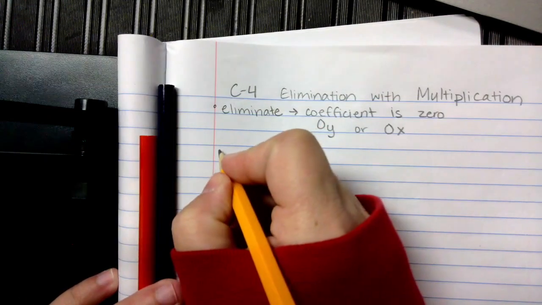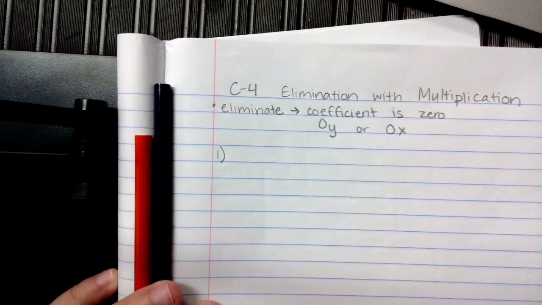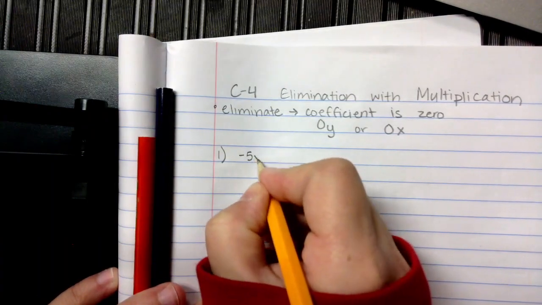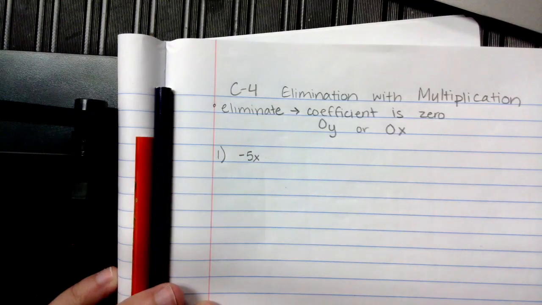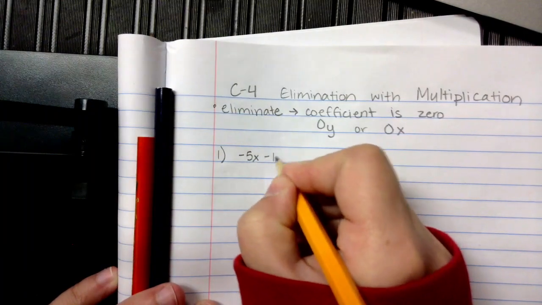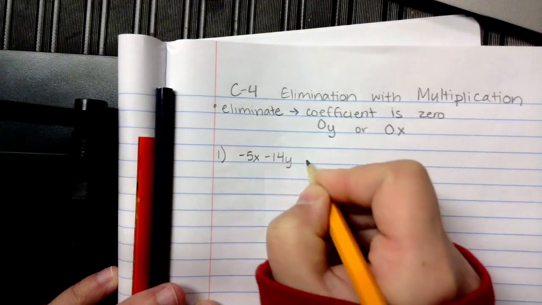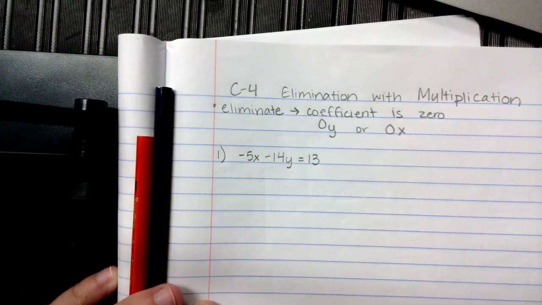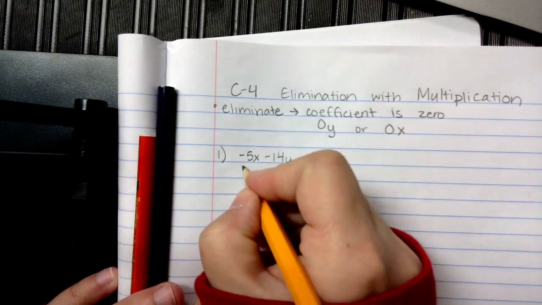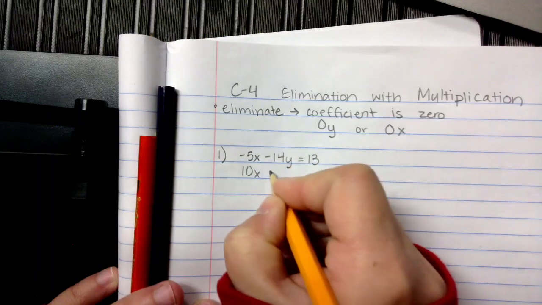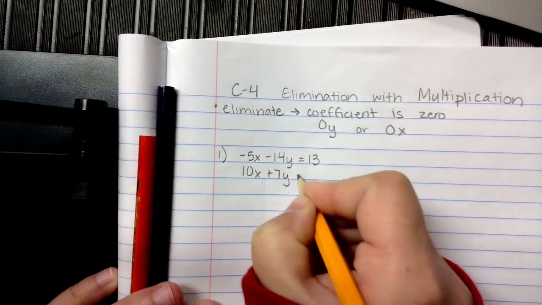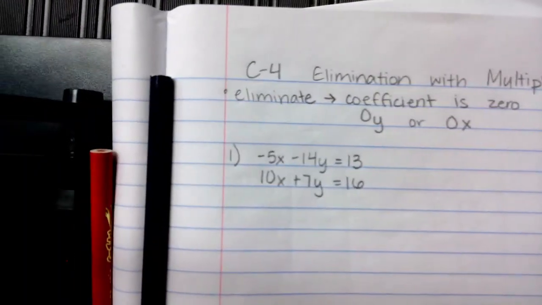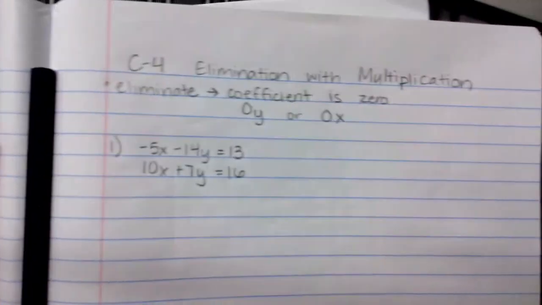We have 2 problems that are homework done. Negative 5x minus 14y equals 13, and 10x plus 7y equals 16. So remember, we're trying to get to the point where we have an x and a y that works for both equations. That's the goal.